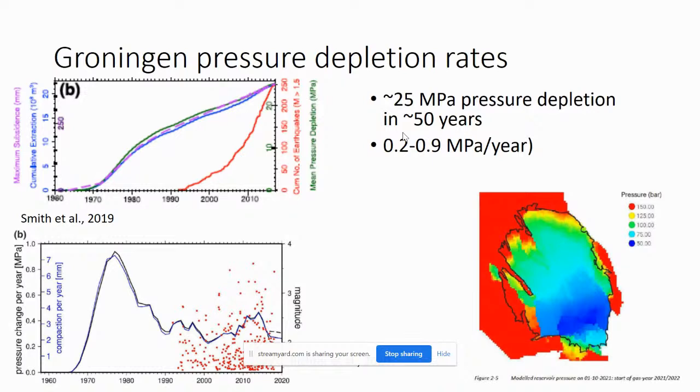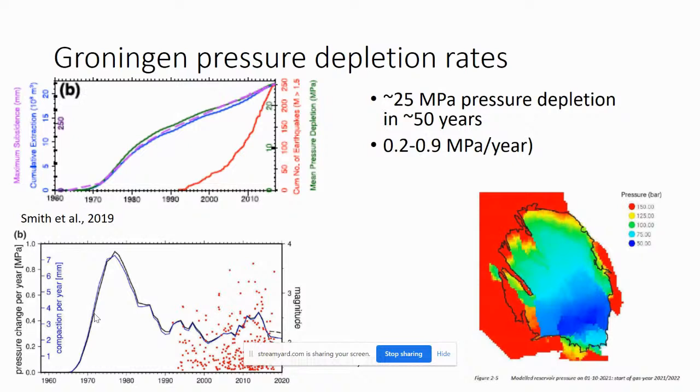So if you think about that in terms of pressure change per year, that's the bottom graph, it's always been below 1 megapascal of pressure depletion per year. So it's actually quite low in comparison to my forecasting potential, what I just showed. If you think about 8 megapascal, it would mean that the system would have a couple of years of, let's say, pre-failure that you might be able to see in our data, in the seismic data.